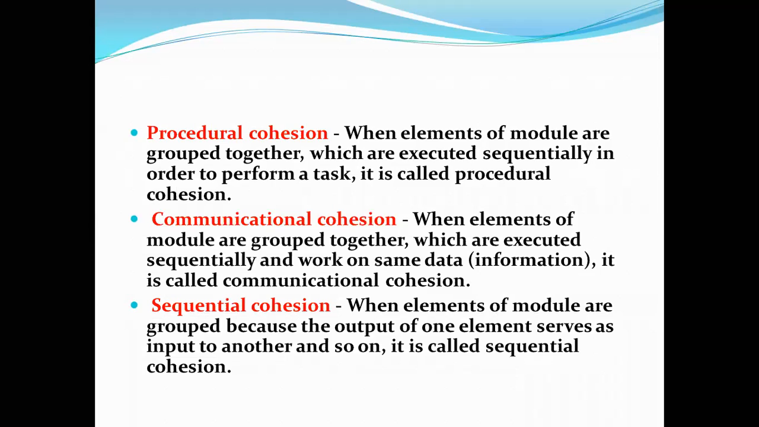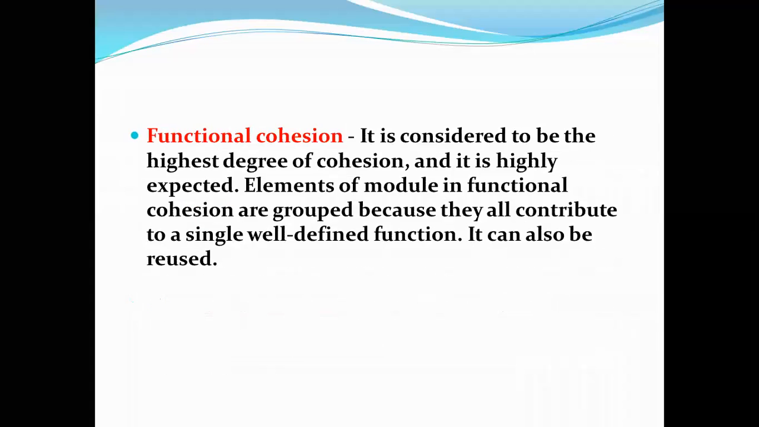Next is sequential cohesion. When elements of a module are grouped together because the output of one element serves as input to the next, that is sequential cohesion. That is also a communicational kind of cohesion. So sequential cohesion is basically when the output of one element serves as an input to another. Next is functional cohesion.